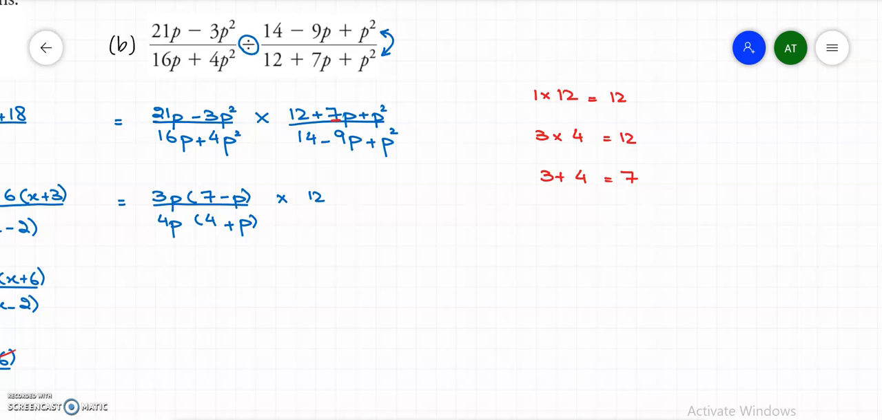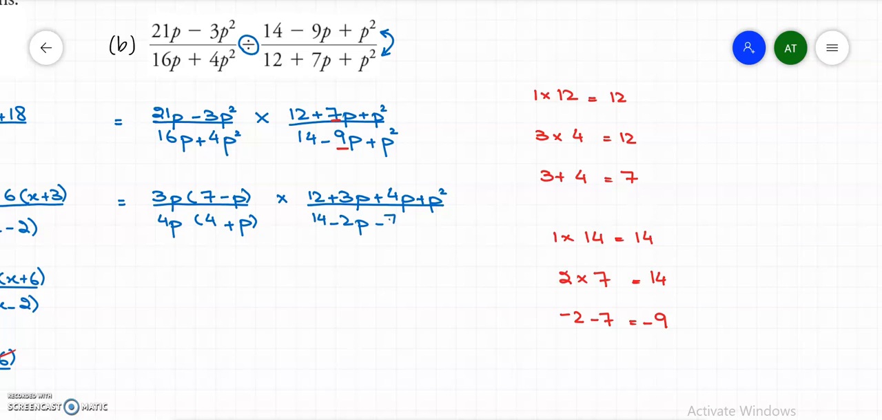So it would be 12 plus 3p plus 4p plus p square, divided by, in the denominator we have again a quadratic expression, that is 1 times 14 equals 14, and 2 times 7 equals 14, and to break the middle term, that is negative 9, we can do minus 2 minus 7, that equals minus 9. Okay, so it would be 14 minus 2p minus 7p plus p square.